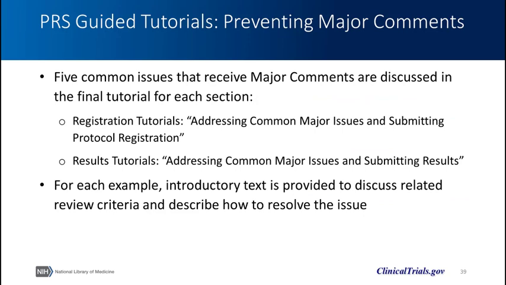Five common issues that can receive major comments during quality control review are described for the protocol section of the record at the end of the registration tutorials in the Addressing Common Major Issues and Submitting Protocol Registration tutorial. Similarly, five common major issues are described for the results section of the record at the end of the results tutorials in the Addressing Common Major Issues and Submitting Results tutorial. For each example of a major issue, introductory text is provided to discuss related review criteria and to describe how one might resolve the issue.